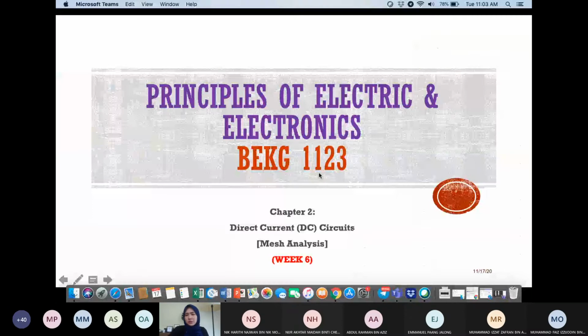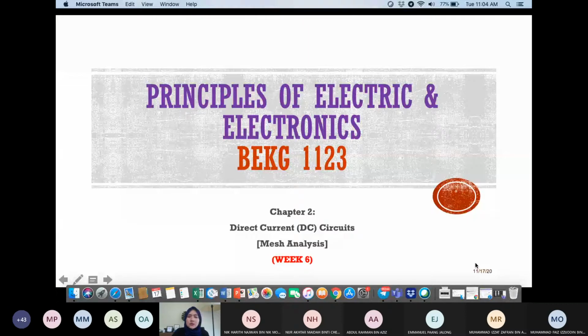Okay, so today we will continue with the last subchapter for chapter 2. Your test 2, your midterm test will cover chapter 2, part 1 until part 7, and also chapter 3, which we will cover on Thursday. So the final part for chapter 2 is the mesh analysis.